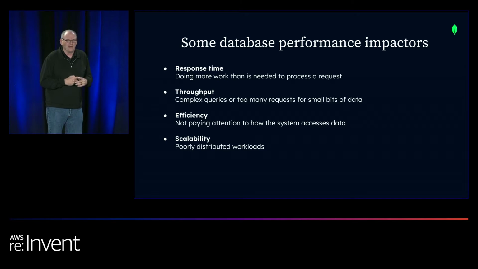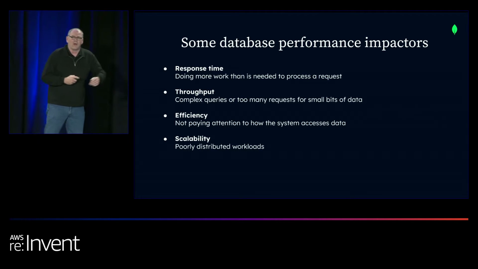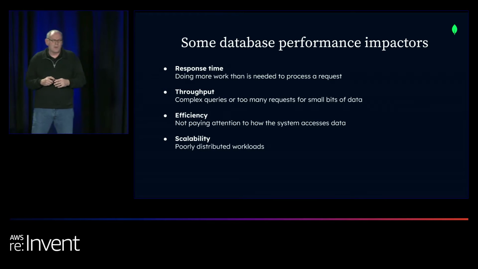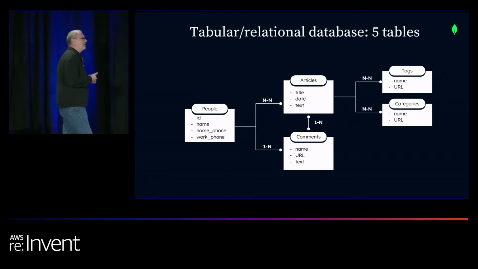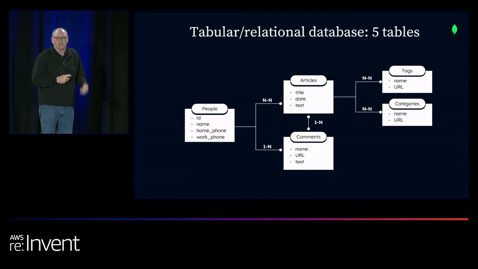application is using that. And then scalability comes down to poorly distributed workloads, right? I'm nailing too much work to a single shard. I'm creating hotspots in the cluster, whatnot. These are the things that we want to kind of start to look at when we start to talk about performance and what's impacting our performance.